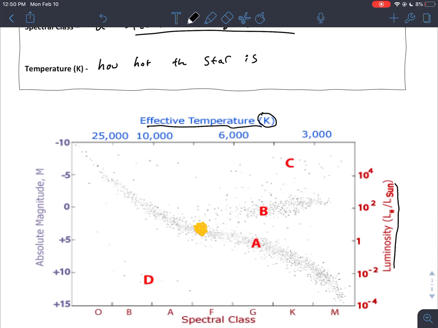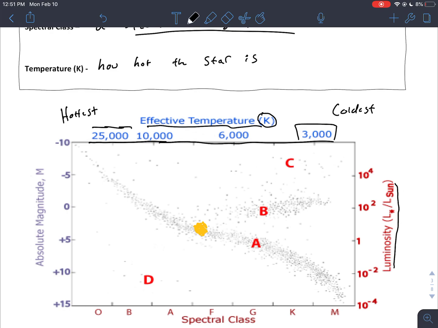And then as you look along this axis, the top part, it's got a bunch of numbers. All right. You'll notice the highest numbers are on the left side. So go ahead and write hottest. All the way up on the left. The hottest stars are way on the left side. 25,000 Kelvin. All right, well then if the hottest are on the left, the coldest are on the right.